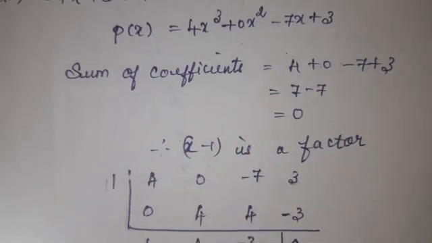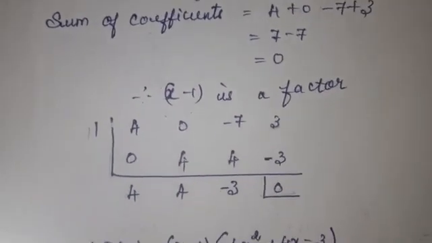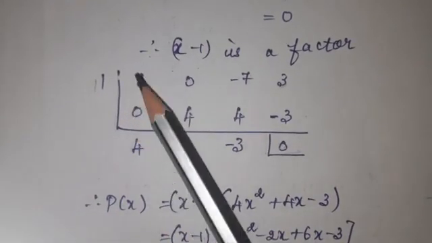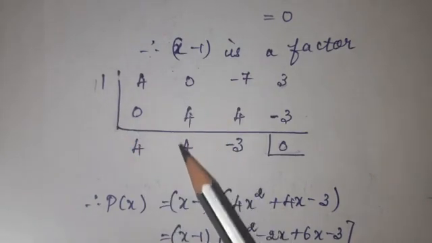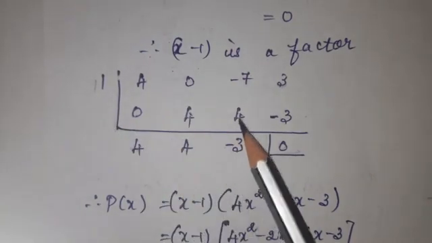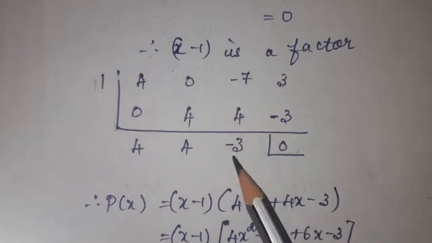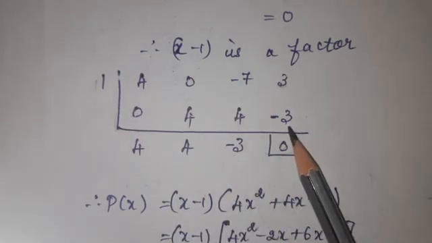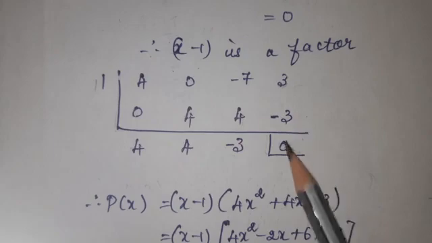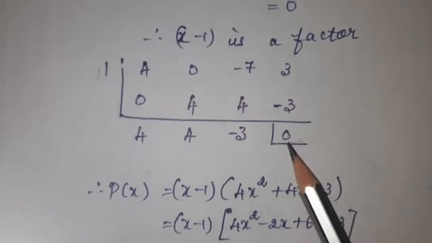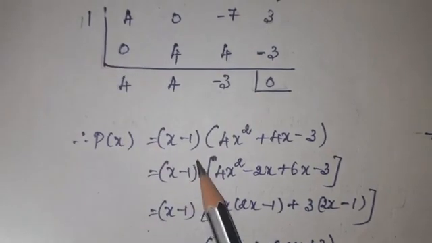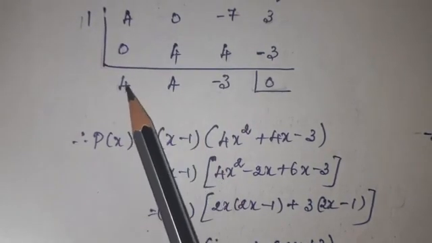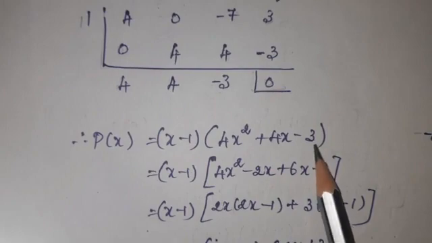I have written the coefficients. Then you should write 0. 0, 4 plus 0 is 4. 1 into 4 is 4. 0 plus 4 is 4. 1 4s are 4. Minus 7 plus 4 is minus 3. 1 into minus 3 is minus 3. Plus 3 minus 3 is 0. So you are getting 0. How should you write that? p of x is equal to, this is plus 1 means x minus 1 into 4x square plus 4x minus 3.